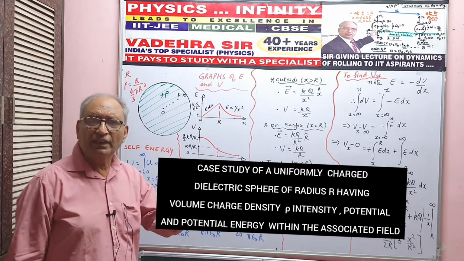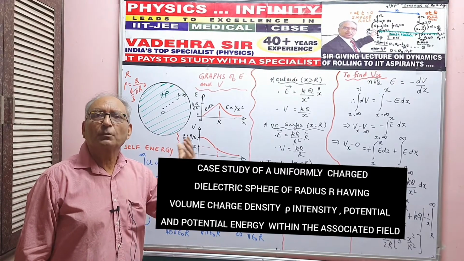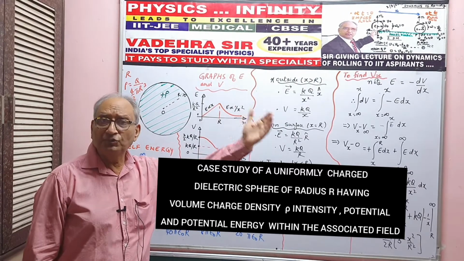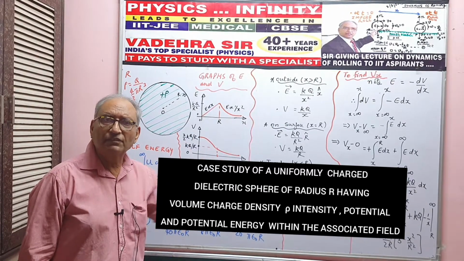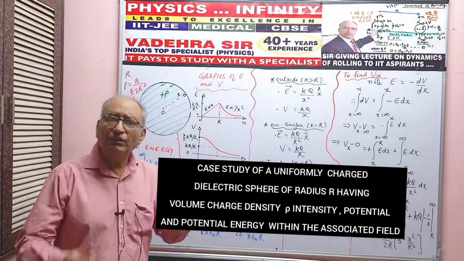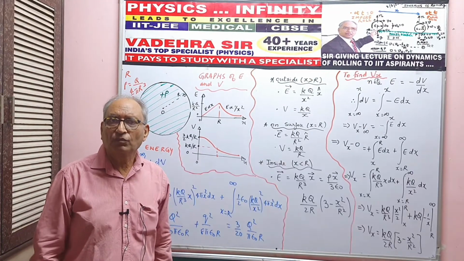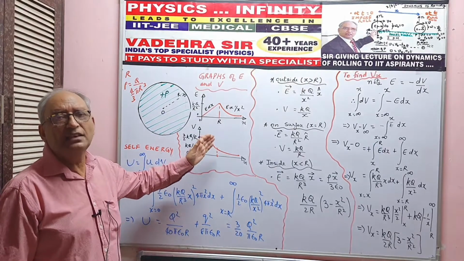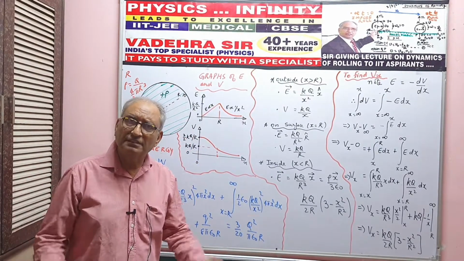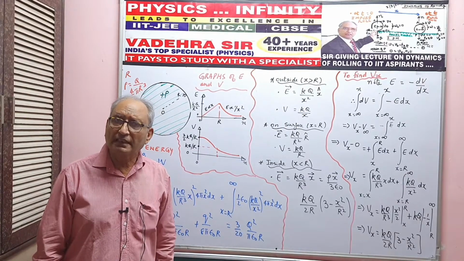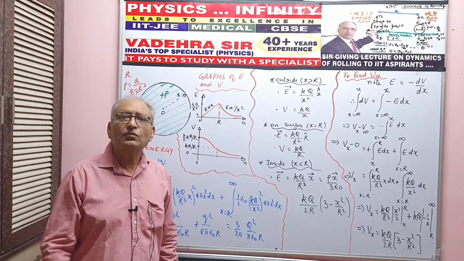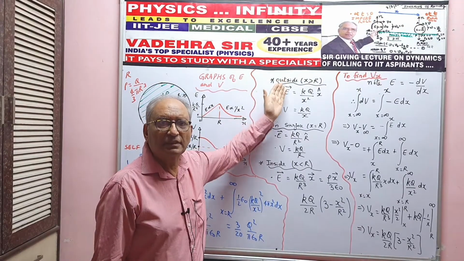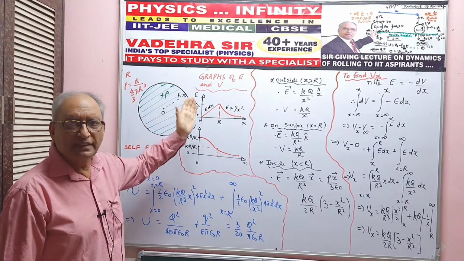I am interested in finding the potential and intensity at various points: outside points, on the surface, and inside points. We will also be interested in calculating the total energy associated with the field of this system. The system here is that uniformly charged dielectric sphere. So let's take one by one. I take x as the distance from the center. The center is O, radius is R.